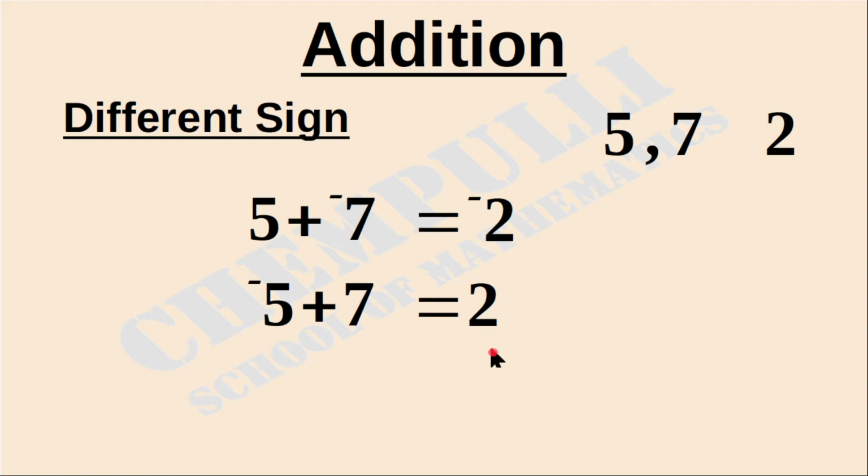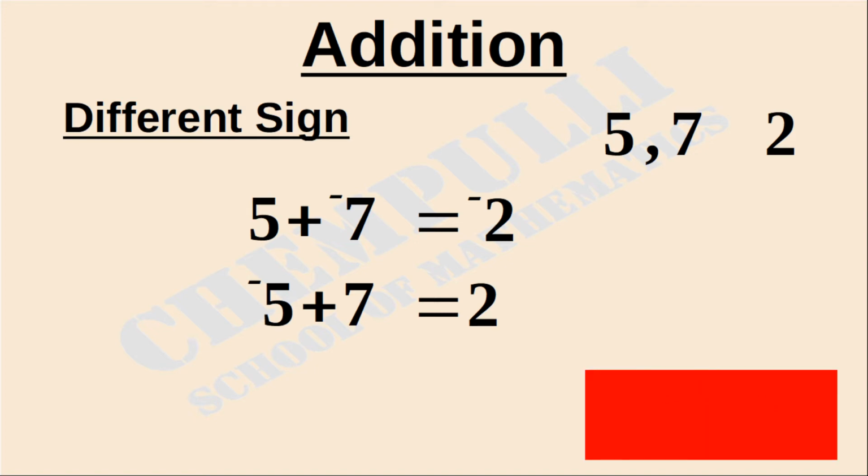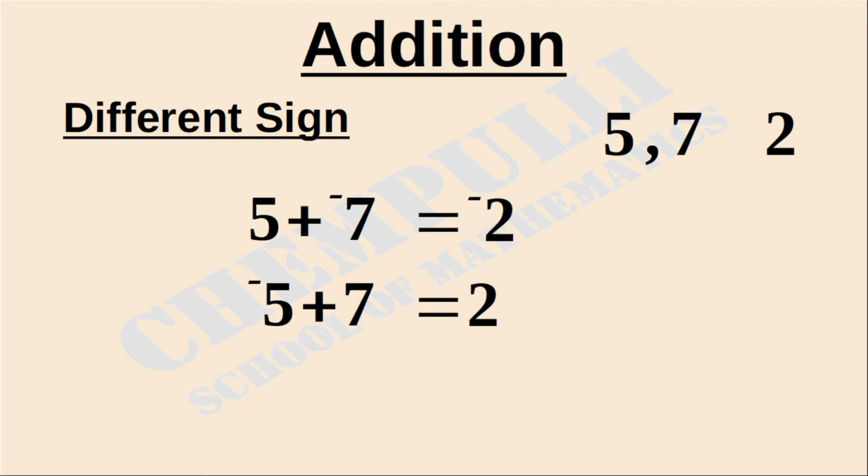Then if the signs are same, in same sign case, add and write the same sign. Once again, the same sign case, add those two numbers and write the same sign. In different sign case, subtract, that means find the difference of those two numbers and write the big number sign. Then we can check some examples, then you get more idea.